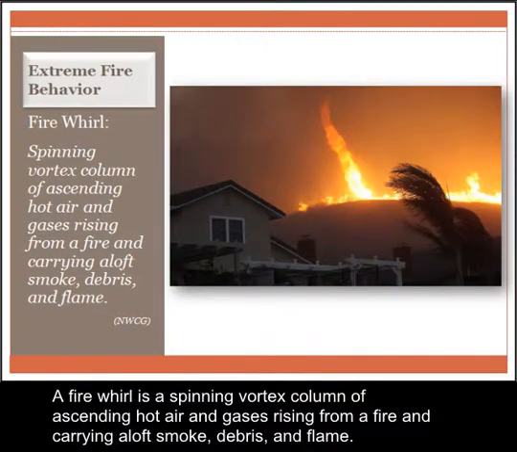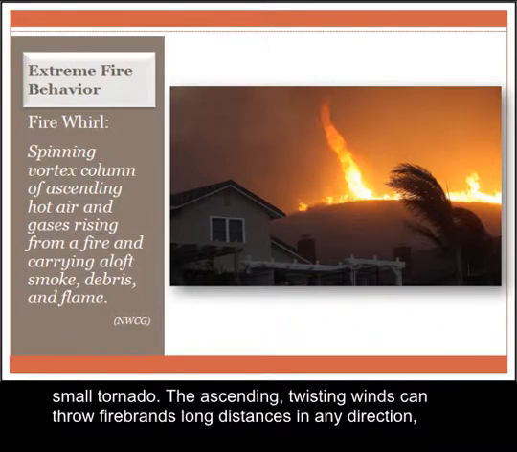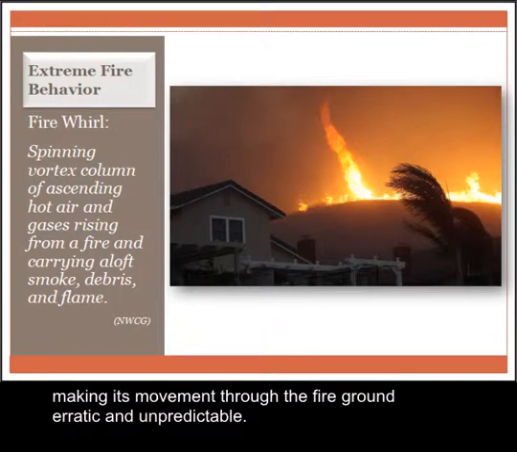A fire whirl is a spinning vortex column of ascending hot air and gases rising from the fire and carrying aloft smoke, debris, and flame. Fire whirls range in size from less than 1 foot to over 500 feet in diameter, and large fire whirls can have the wind speed intensity of a small tornado. The ascending, twisting winds can throw firebrands long distances in any direction, and the spinning vortex creates its own directional forces, making its movement through the fire ground erratic and unpredictable.